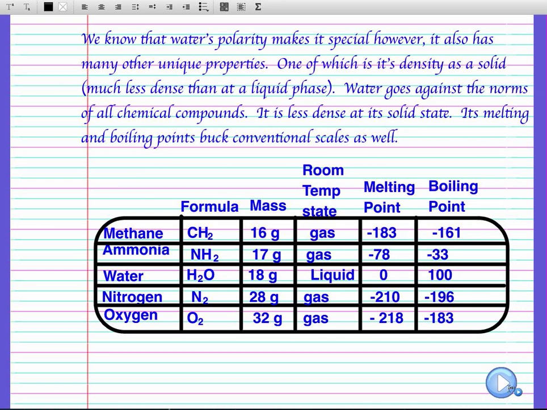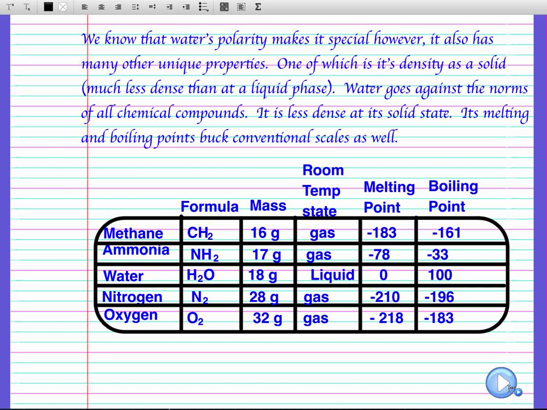So let's look at those unique properties. One of those things we know is polarity, and that makes it slightly positive and slightly negative. The slightly positive side being on that exposed proton of the hydrogen, and that slightly negative side being on the oxygen. Now, it also has some other unique properties, including that really great bent structure.